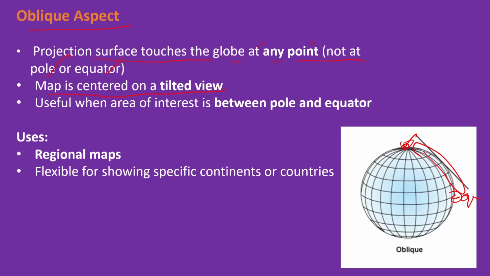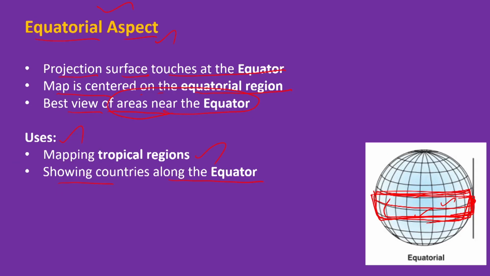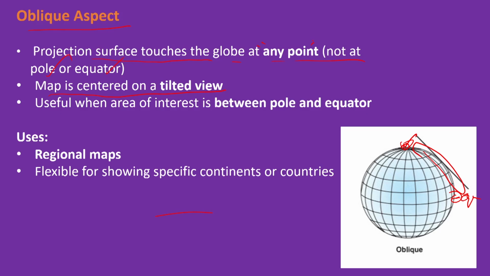So, when you look at the previous slide, this is centered on the pole, polar aspect, this is centered on the equator region, this is centered on a tilted view, okay. And it is useful when the area intersects between polar and equator, okay. So, it is not completely polar, it is not completely equator, the place where it is intersecting between these two zones we can use this oblique aspect. When you talk about the use cases, for regional mapping we can use it very effectively, and it is flexible for showing a specific continent and country.